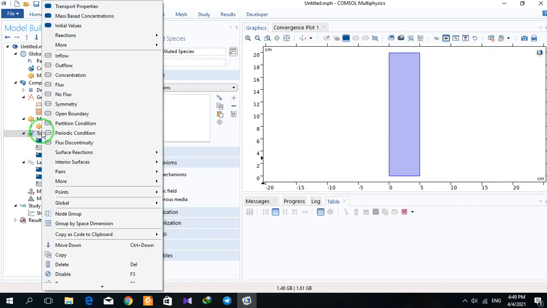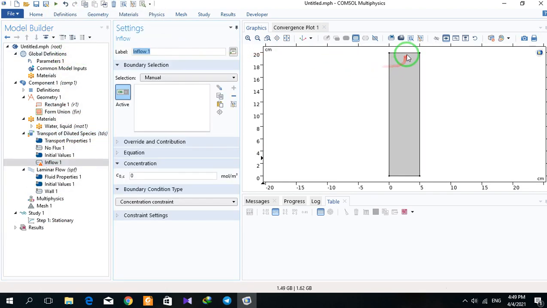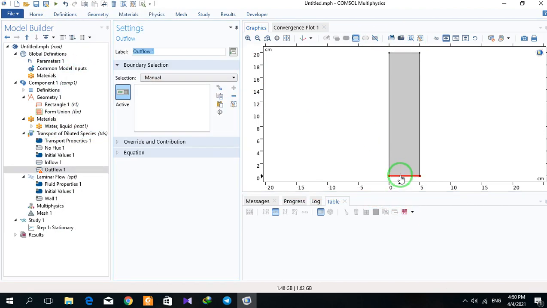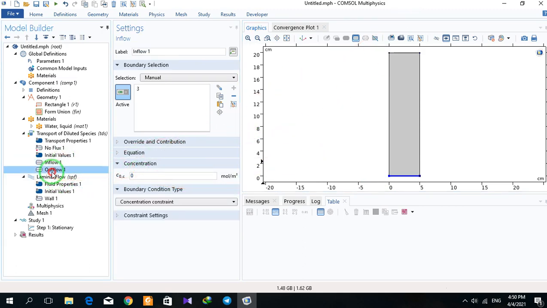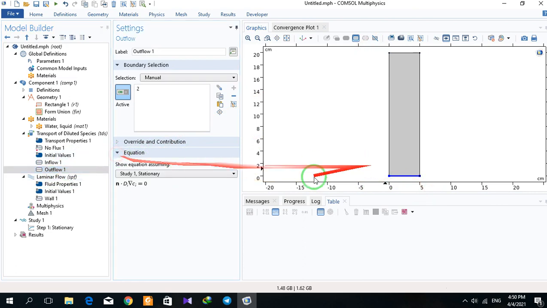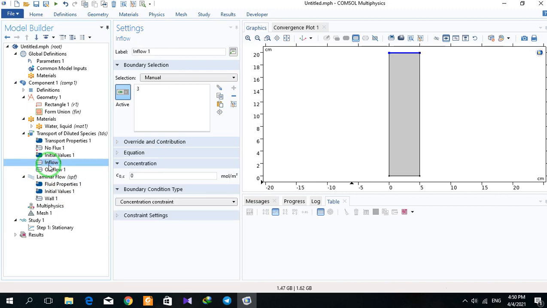So in this part, I define an inflow for mass transfer. It is inlet and this is outlet. So I define an outflow here. At the inlet, the concentration is constant. At the outlet, the boundary condition is that the normal vector of the gradient of concentration is 0. So for mass transfer, I must define the concentration of the inlet. So I will come back to this part.